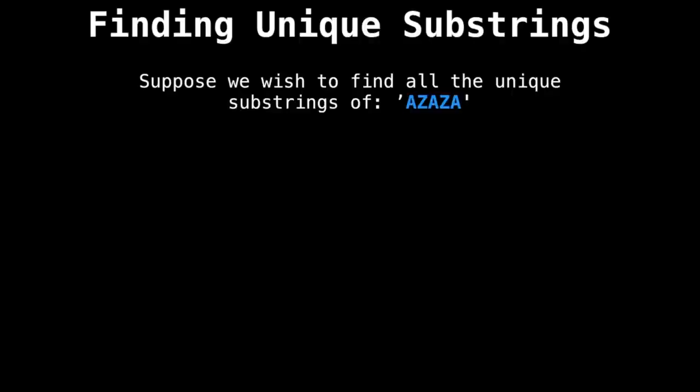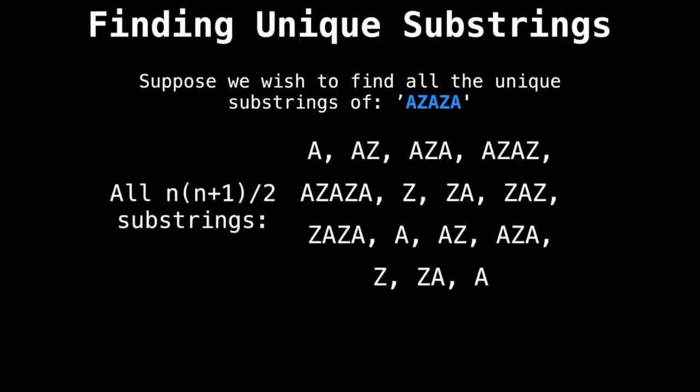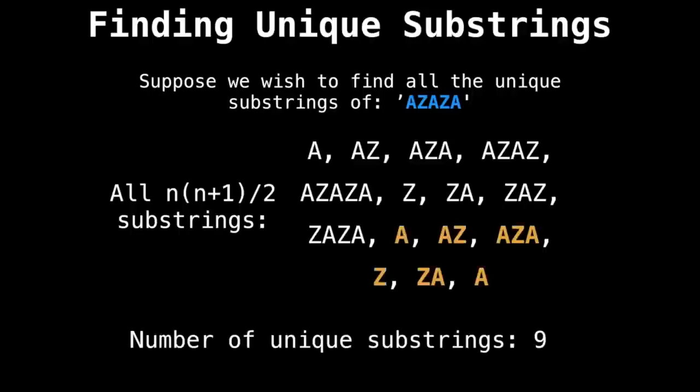Let's now look at an example of how to find all the unique substrings of the string AZAZA. For every string, there are exactly n times n plus 1 over 2 substrings. The proof of this I will leave as an exercise to the listener, but it's really not that hard to derive. Now notice that all the substrings here, there are a few duplicate ones. I have highlighted the repeated substrings. There are exactly 6 of them and 9 unique ones.